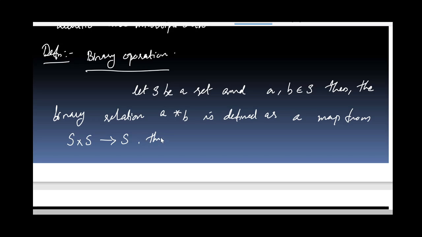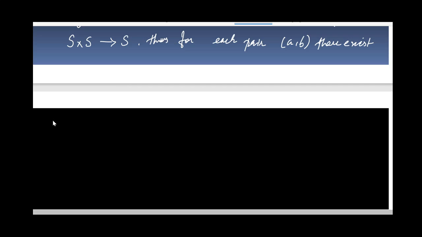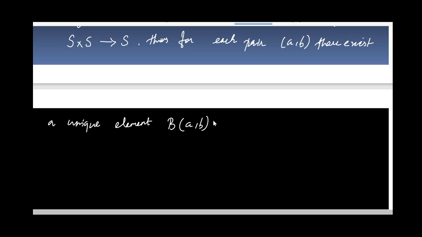Thus, for each pair A, B, there exists a unique element A star B in S.